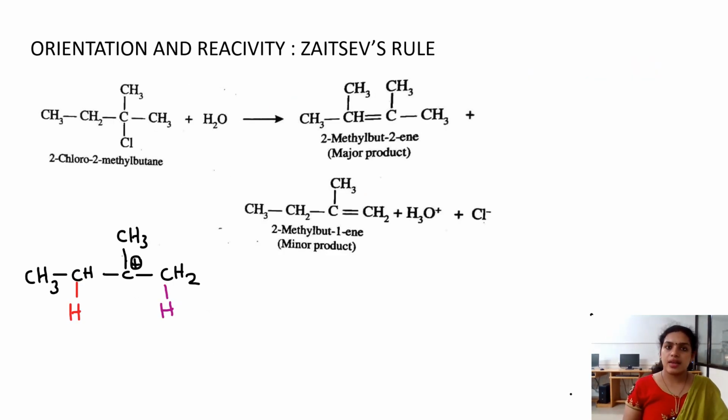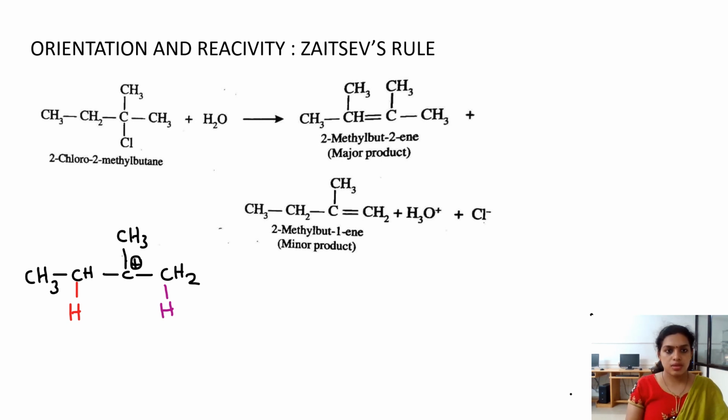And just like the E2 mechanism, the orientation and reactivity of alkyl halides in the E1 mechanism is also governed by Zaitsev law. Here that is illustrated by the example of 2-chloro-2-methylbutane, and when this is reacted with water, you will be getting 2-methyl-2-butene.